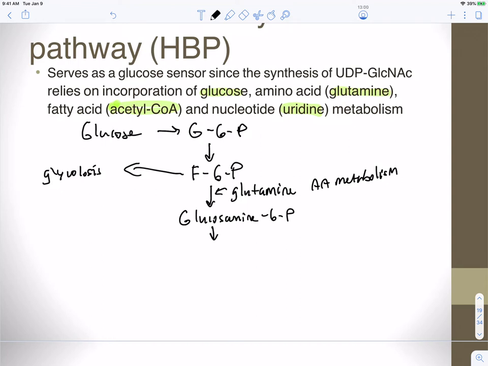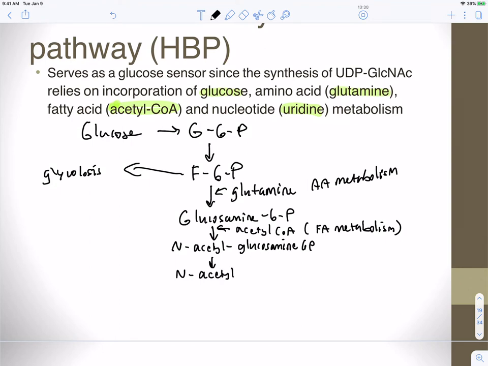The next step will become your N-acetylglucosamine, so you add an acetyl-CoA, and this, of course, is fatty acid metabolism. Then you become N-acetylglucosamine-6-phosphate, and this will become N-acetylglucosamine-1-phosphate. Once you have N-acetylglucosamine-1-phosphate, you have the step of making UDP-N-acetylglucosamine. This is going to require UTP, so this is your nucleic acid metabolism.